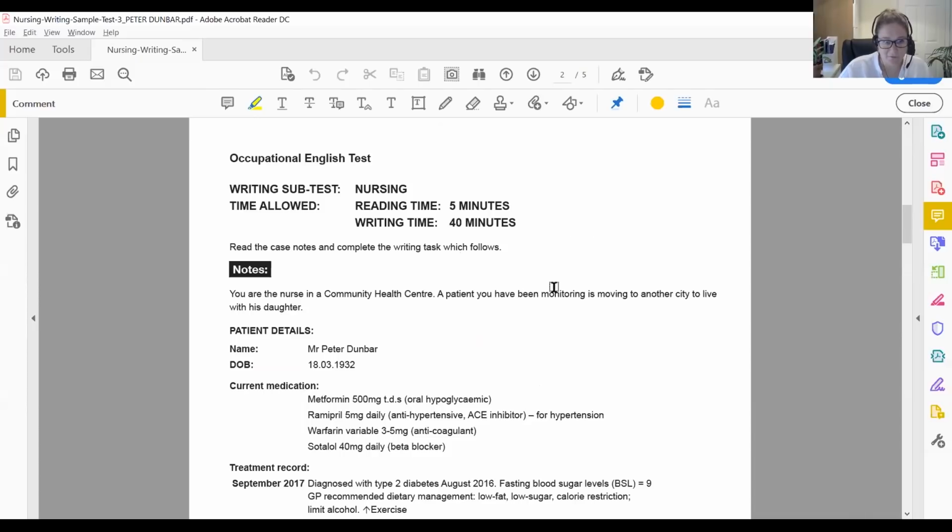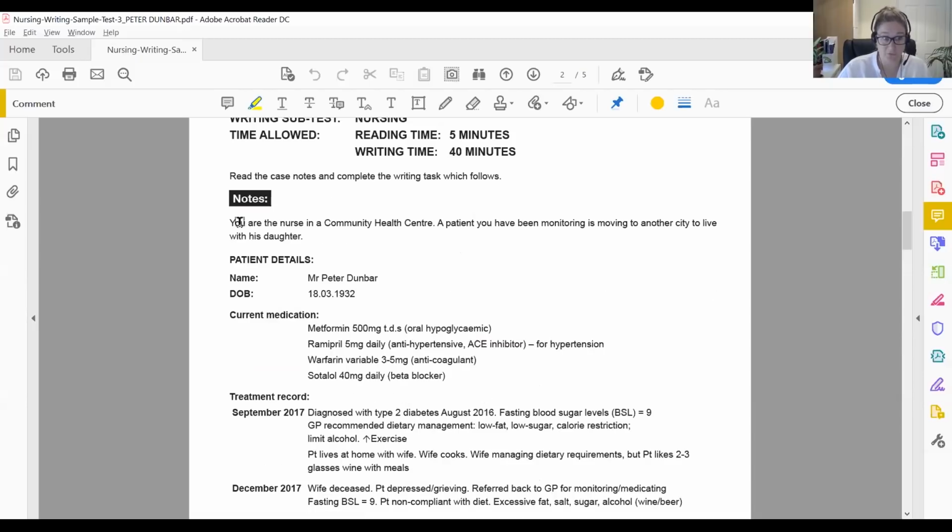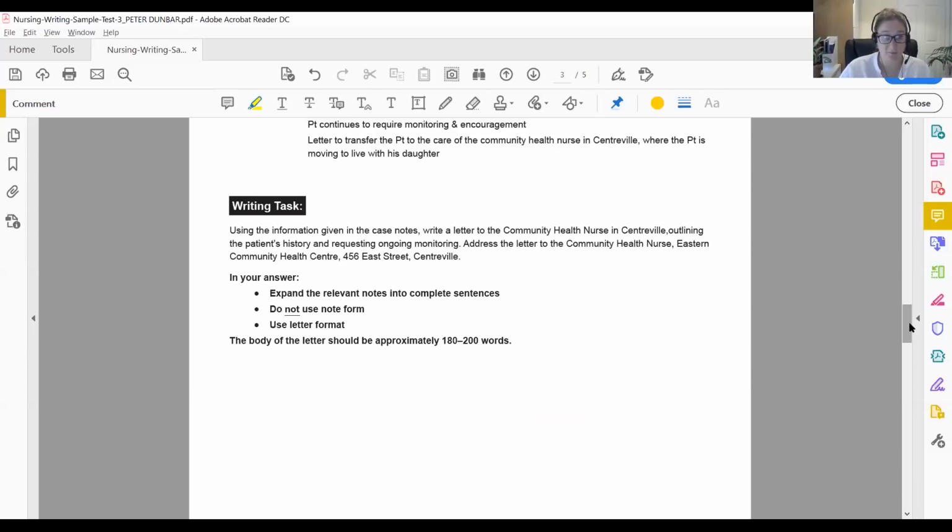So first things first is have a little look at any notes you've got at the top. So you are the nurse in a community health centre and a patient you've been monitoring is moving to another city to live with his daughter. Okay, so nurse at the community centre, monitoring, moving to another city. Their name is Peter Dunbar and they were born in 1932. So let's take a look at the task at the bottom. That's the first thing we should try and do. So what have we got here?